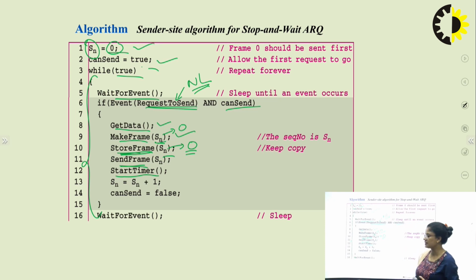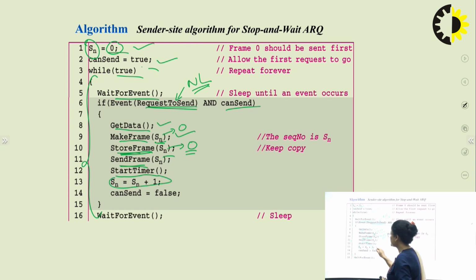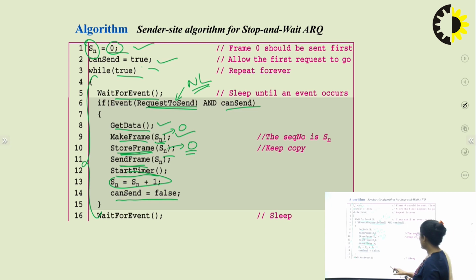Once the frame is transmitted, the timer is initiated. The timer is set to a predefined time for which the sender will be waiting for the acknowledgement to come. And once the frame is transmitted, SN will be incremented. The frame is transmitted now, and we'll be waiting for the acknowledgement before the next transmission starts. So what we are doing is setting the can send flag variable to false, and it waits for an event. Once an event comes, the can send flag variable will be reinitialized to true.